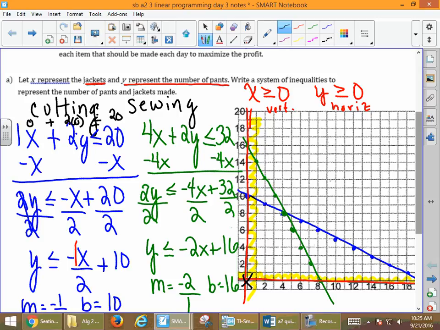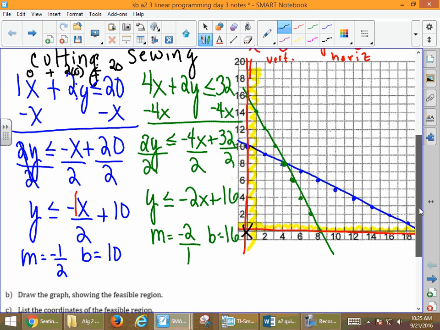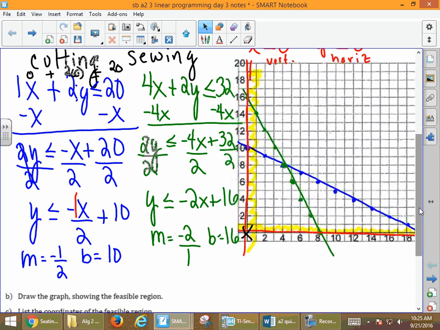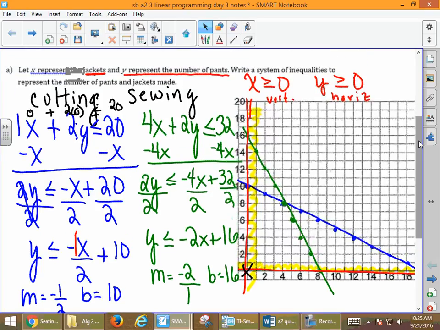And because it is, we're going to shade this blue line on the side that makes the inequality true, which is where this x is. So it's kind of underneath the blue. We're looking for a polygonal region. We're looking for the feasible region.